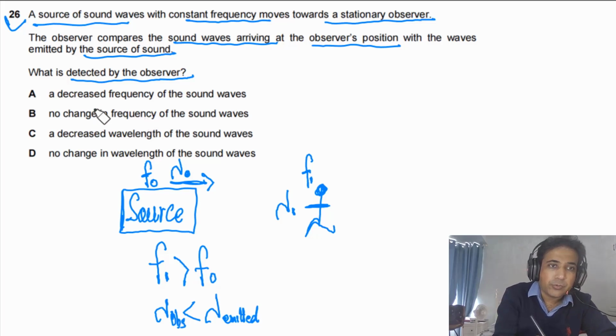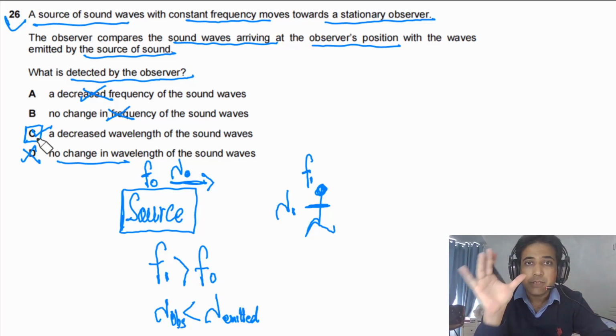Now if you look at given options, a decreased frequency, so this is incorrect. No change in frequency, incorrect. The decreased wavelength of the sound waves, yes, this one is correct. No change in wavelength, this is incorrect. So the answer for this question is C.